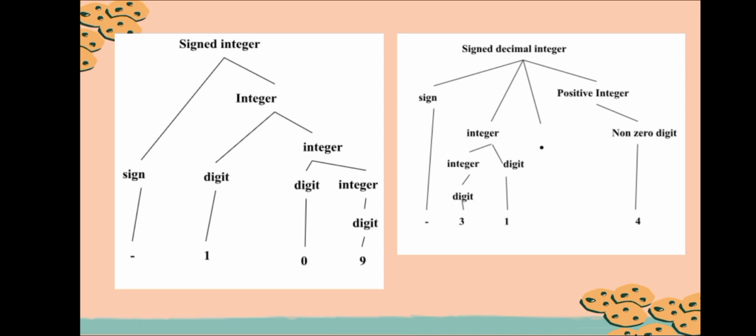These are the derivation trees for this Backus-Naur form grammar. We have nodes in each diagram and they have child nodes. Like signed integer, we have integer, and in the integer we have digit and integer, and in that integer we have digit, which is 9. And in the second diagram, signed decimal integer, we have sign and positive integer. In the positive integer we have non-zero, and in the integer we have integer, digit, and digit 3 1.